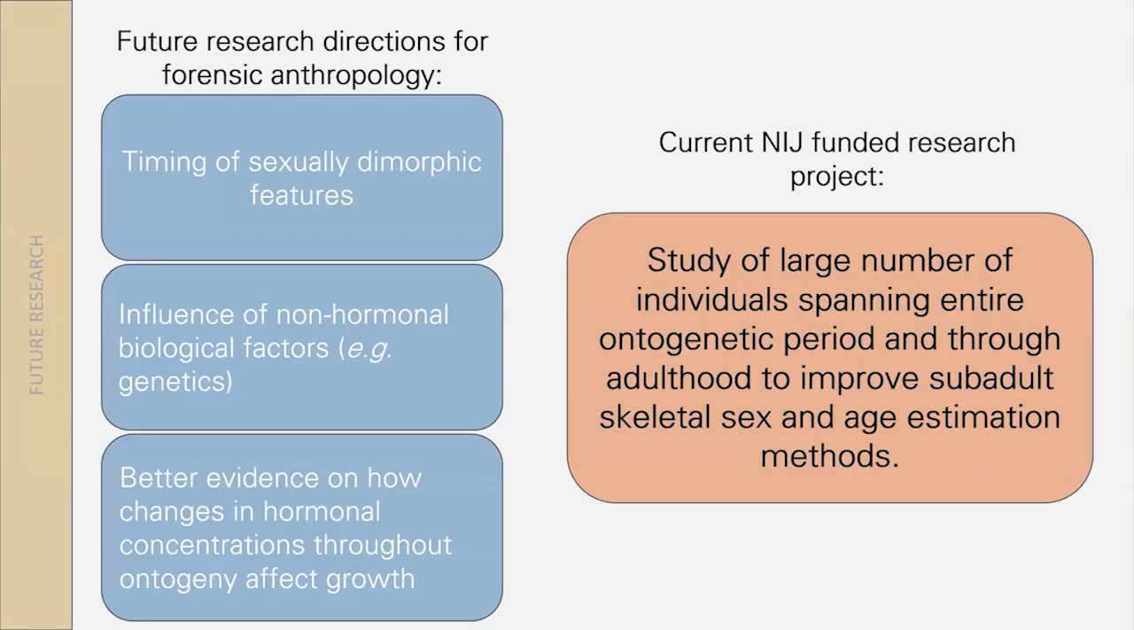Future research directions will include the study of a large number of individuals spanning the entire ontogenetic period and through adulthood to identify the patterns in growth relating to sex and age. That is the currently funded NIJ research project. Additionally, in future research to improve the methodologies used in forensic anthropology for the identification of human skeletal remains, an ontogenetic perspective will help in assessing the timing of sexually dimorphic features in the pelvis. Future research should also consider the influence of non-hormonal biological factors such as genetics and the effect of hormonal changes throughout the ontogeny of the skeleton.